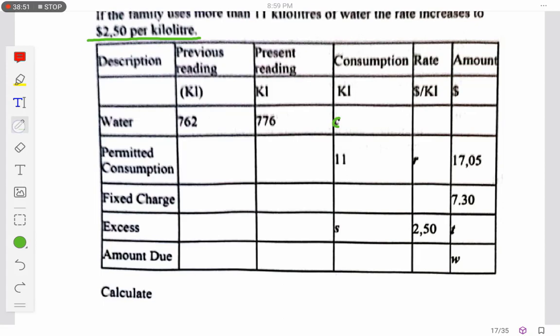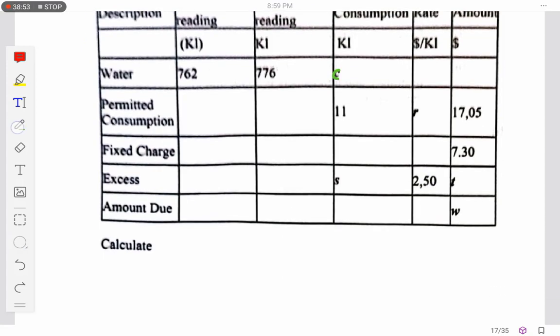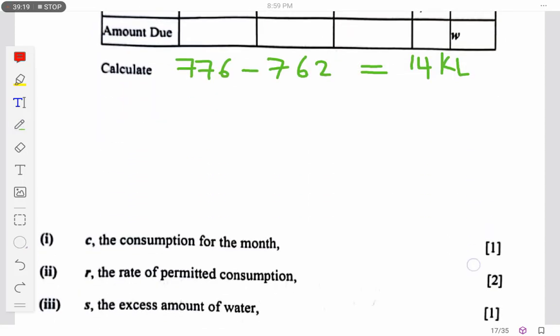So to get how many liters we have used, we are going to say the current, which is 776, minus the previous, which is 762, like that. Okay, so that is how we are going to work this. When we do this, we are going to get ourselves 14 kiloliters. So our C is equal to 14. Let's move on to the next question.